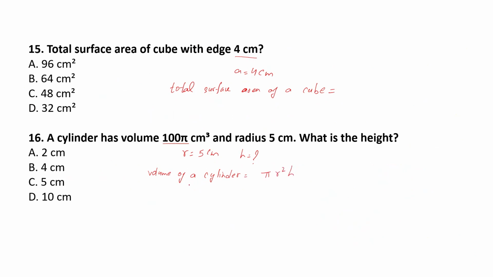So here volume is given to be 100 pi, right? Just substitute the value: 100 pi is equal to pi into r, which is 5, so 5 into 5 and h is unknown. H you have to compute. So this pi will get cancelled, right? So 5 into 5 is 25, so 25h. So h is equal to 100 upon 25, because here 25 was in multiplication. When you take this to this side, it becomes division. So it is 4. So h is 4. Option B is correct. That is how you have to solve such problems.